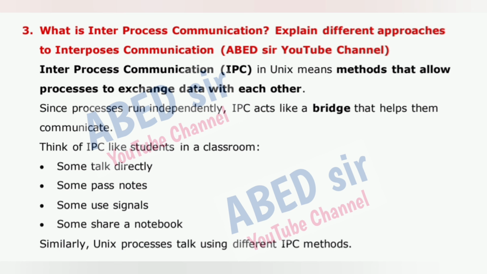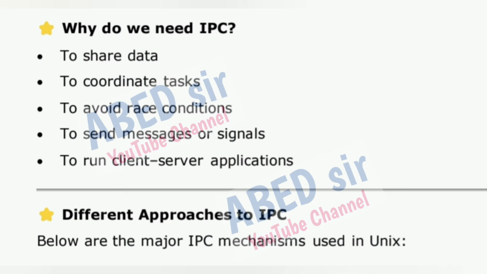Think of IPC like students in a classroom. Some talk directly. Some pass notes. Some use signals. Some share a notebook. Similarly, Unix processes talk using different IPC methods. Why do we need IPC? To share data. To coordinate tasks. To avoid race conditions. To send messages or signals. To run client-server applications.